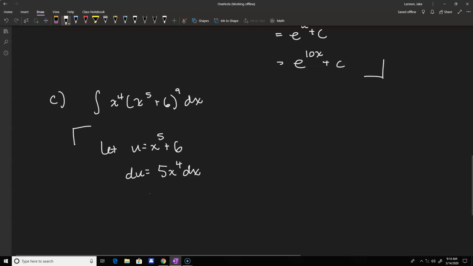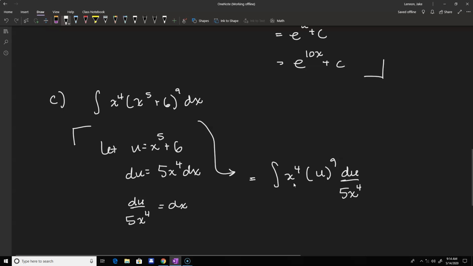So if you're solving for dx now, it's actually going to be kind of like a mix of variables, du over 5x to the fourth. But once you replace dx with this expression, if all the x's don't cancel out, then you've done something wrong. So how does this go now? Well, this becomes the integral. We have our x to the fourth, and then what's inside the parentheses is just replaced by u, so we get x to the fourth times u to the ninth, and then dx we're switching with du over 5x to the fourth. So as you can see, all the expressions of x cancel out.